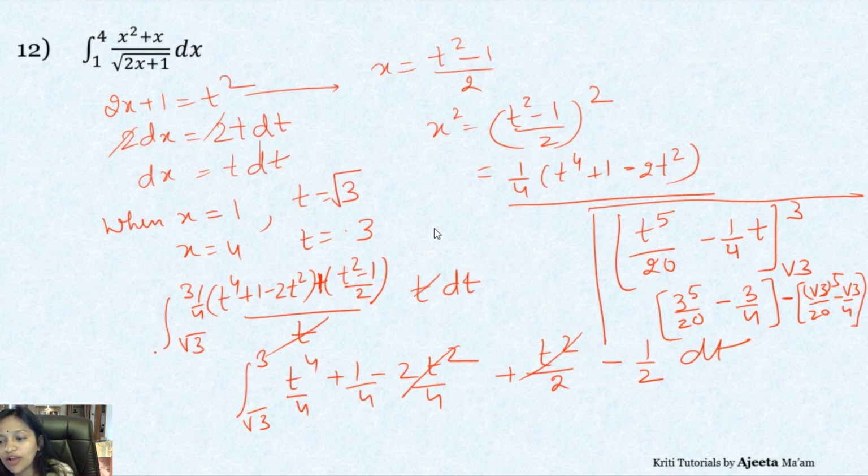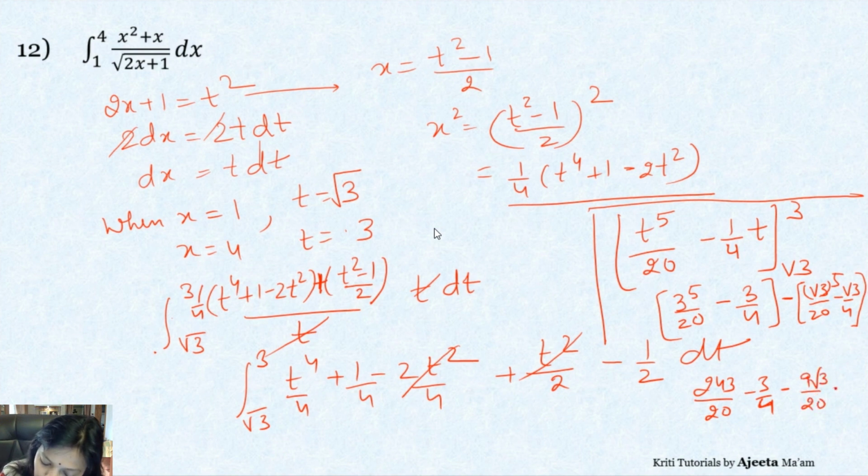What is 3 raised to 5? 3 raised to 5 will be 243 upon 20 minus 3 by 4. What will be root 3 raised to 5? Root 3 square is 9, and then you get 5 powers. So 9 into 9 root 3, that is 81 root 3. So 9 root 3 upon 20 and minus root 3 by 4. So this is what we are getting, right?